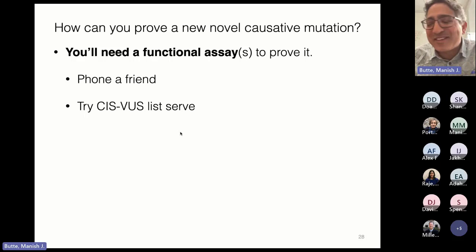There is an email list called CIS VUS Serve, where you can post the patient's phenotypes and the genes that you found and the variants and ask for help, and people out there will respond to you often within hours or days and say, oh, that's not an interesting variant, I had one like that and I validated it, or, oh, I can help you validate that variant with a functional assay.